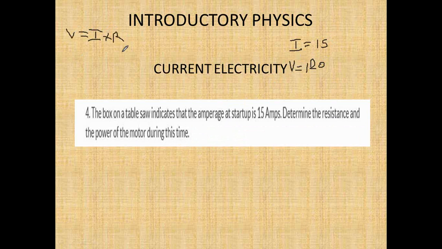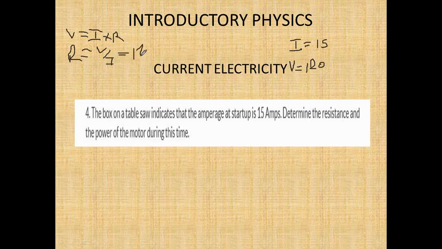Okay. Now, V is... all right, so resistance is equal to V divided by I. So, rearranging the equation, resistance is equal to the voltage divided by the current. So it's 120 divided by 15. So that voltage is 120.